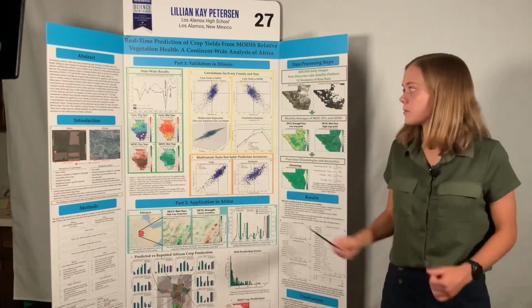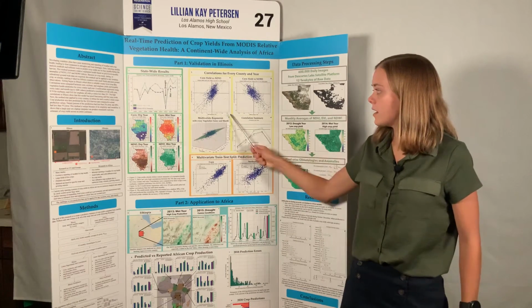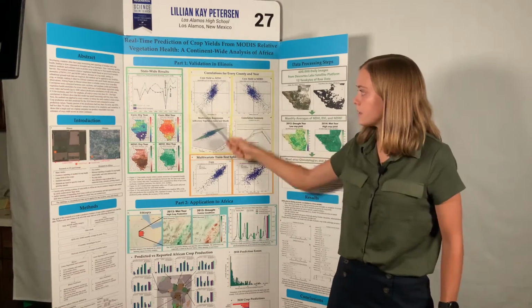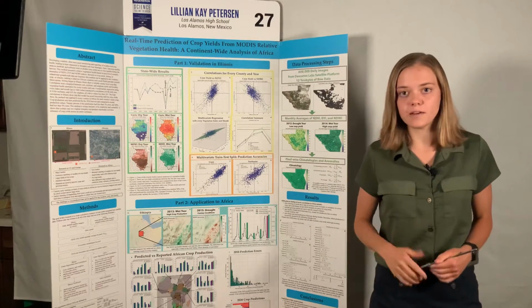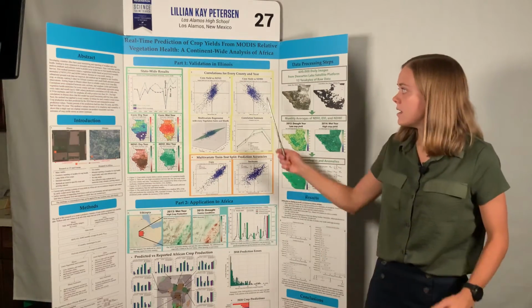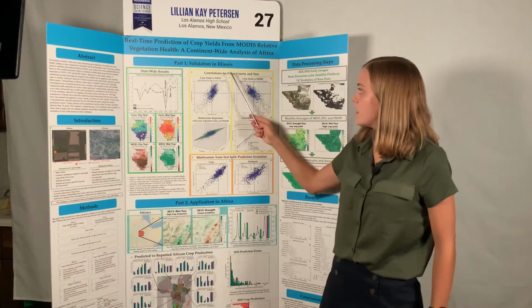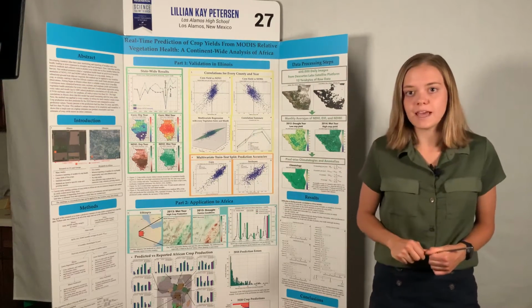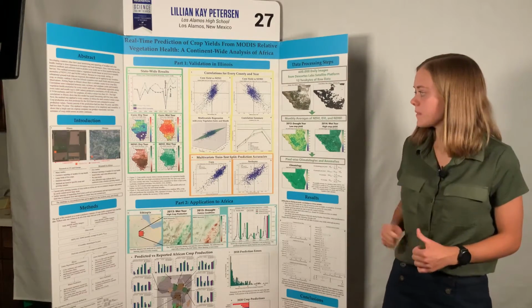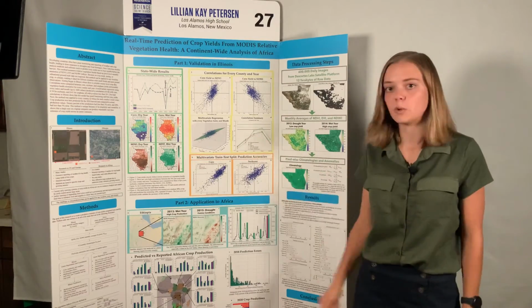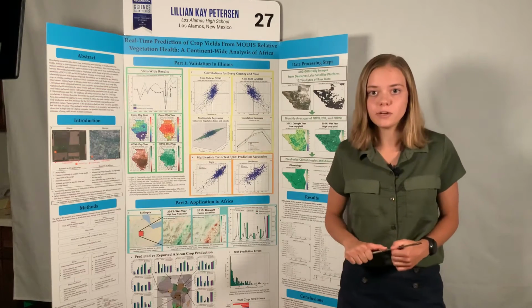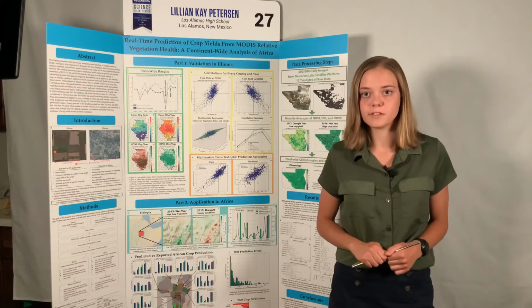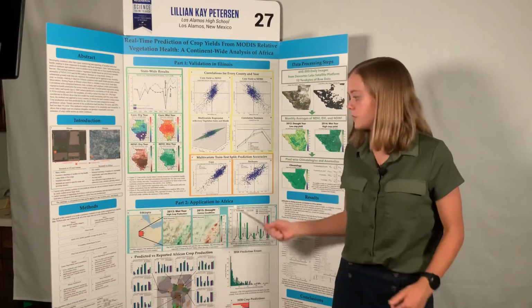I then computed correlations between the NDVI anomaly and the corn yield for every county and every year in Illinois. These had correlations of up to 0.87, with p-values less than 10 to the negative 6. These high correlations in Illinois show my model has good predictability of crop yields. I then applied my model to Africa.